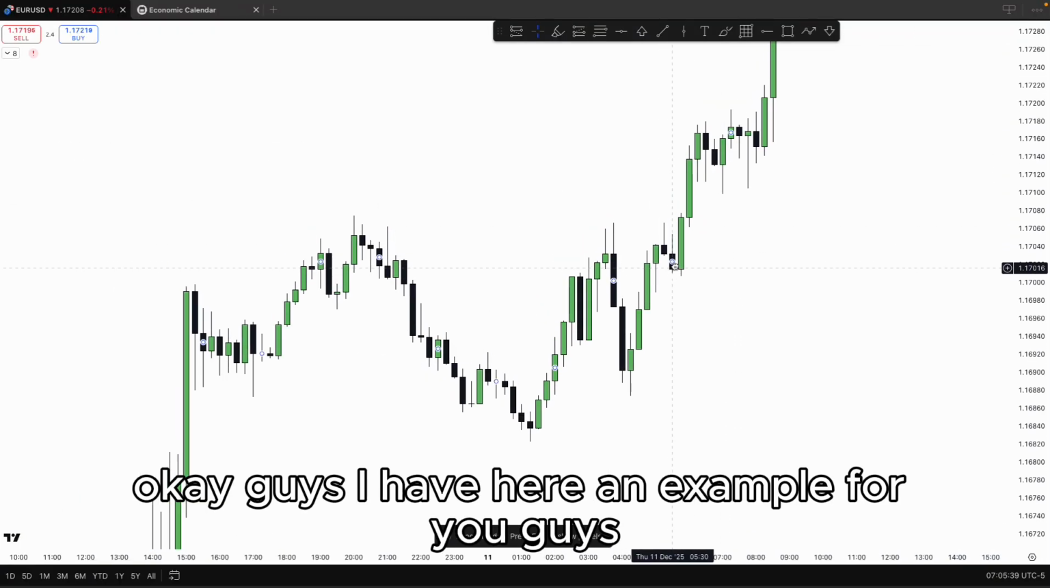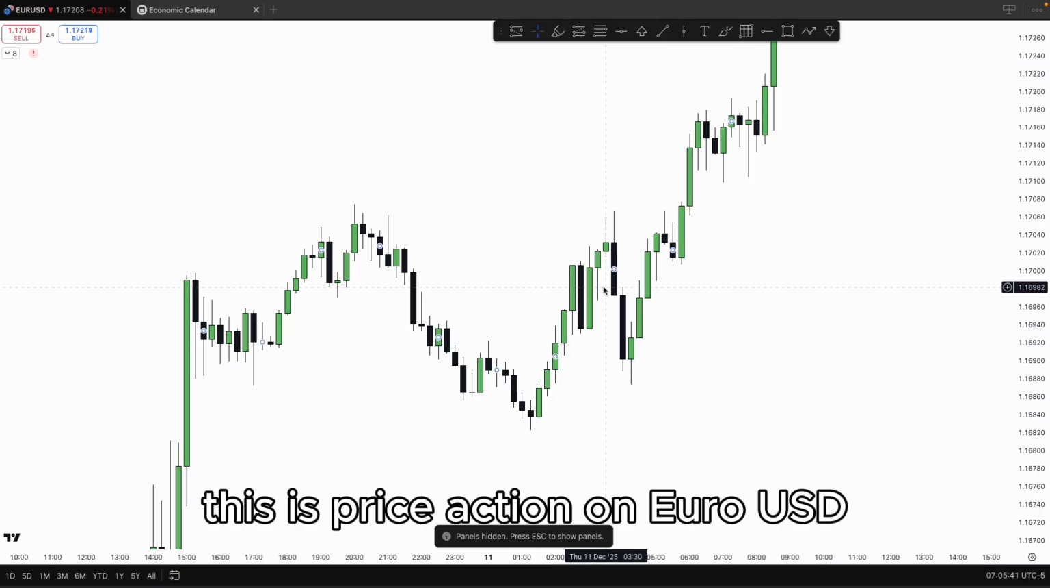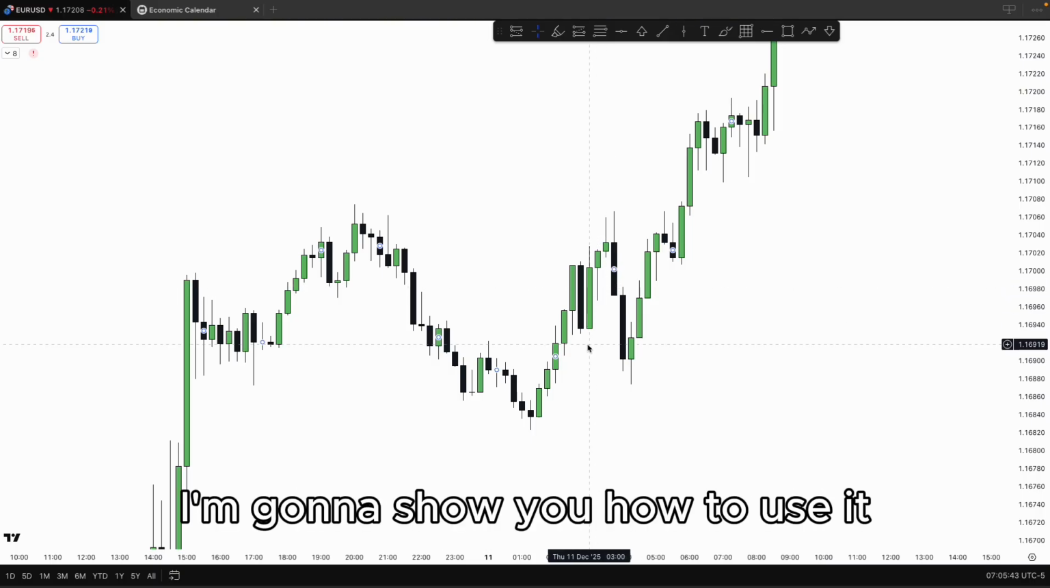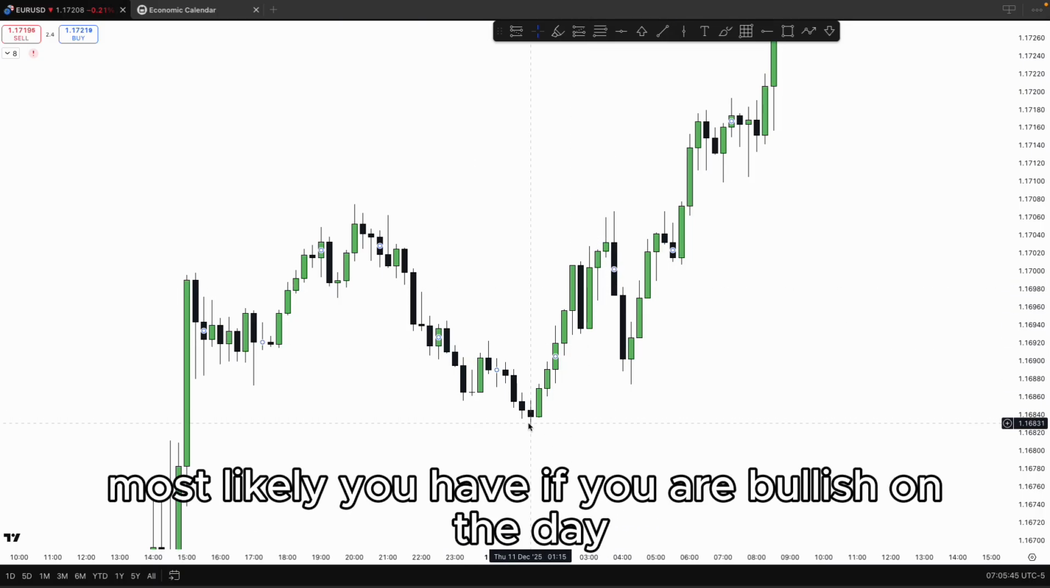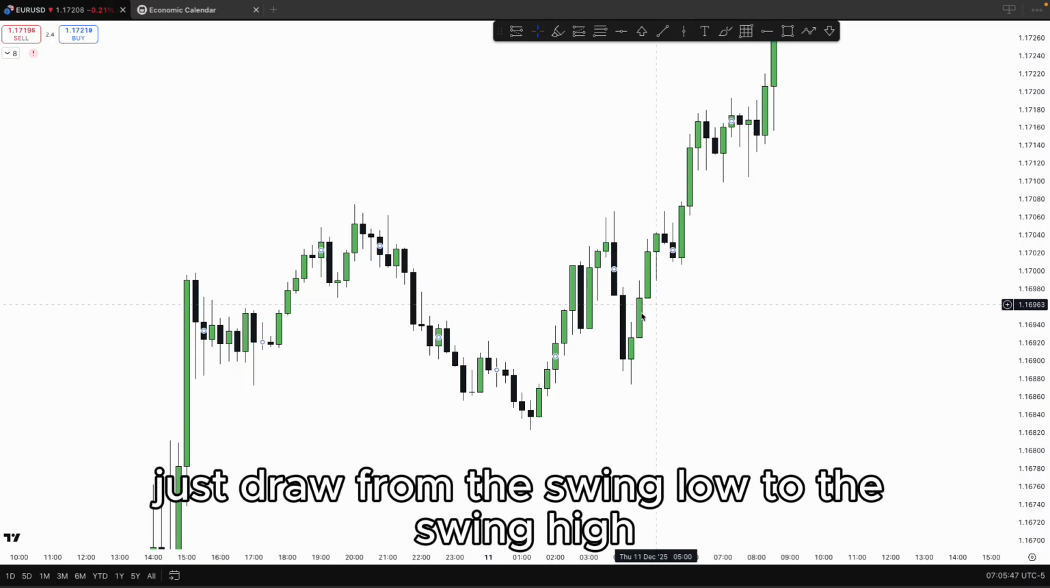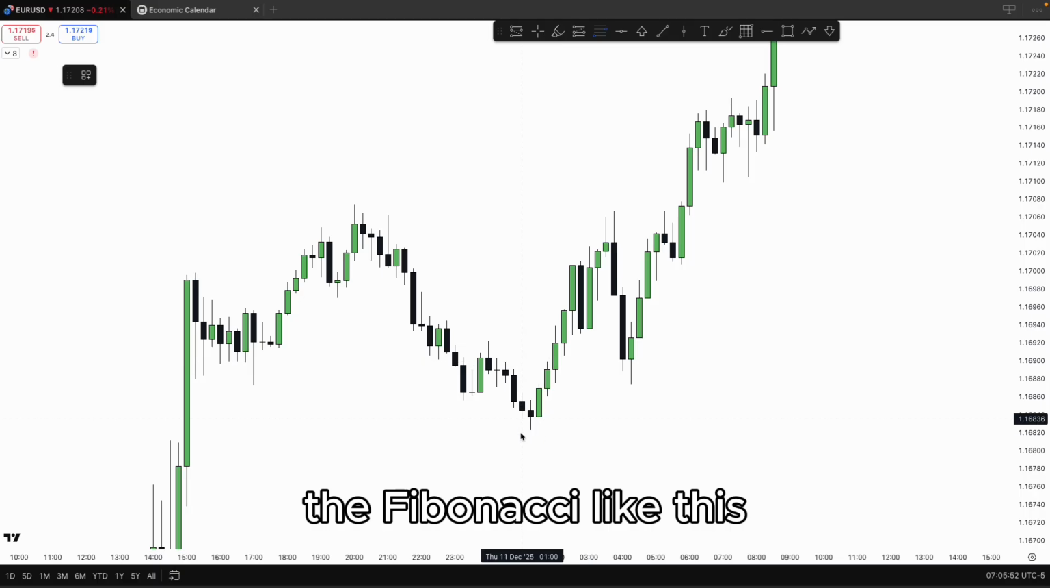Okay guys, I have an example for you here. This is price action on Euro USD. I'm gonna show you how to use it. If you are bullish on the day and you want to trade a bullish trade, just draw the Fibonacci from the swing low to the swing high, like this.